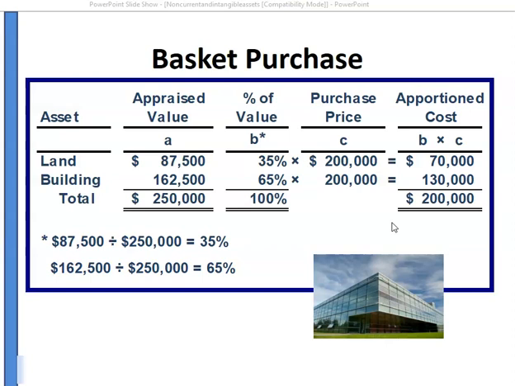Okay, so we paid $200,000. We allocate accordingly based upon the historical cost principle. We can use these percentages over here for appraised value to come up with our allocation percentages, but in no way should we end up with $250,000 on our balance sheet.